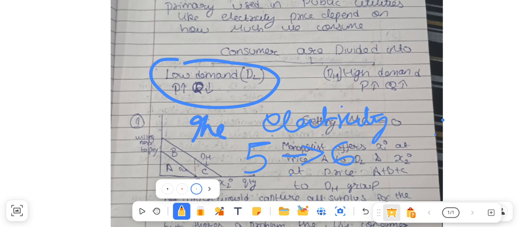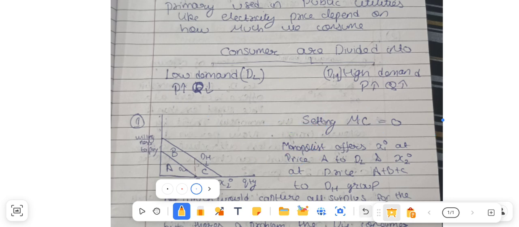But now there is a second group, which is the high demand group. In this group price does not matter. If price increases, they will demand more quantity. Let's understand it by an example.